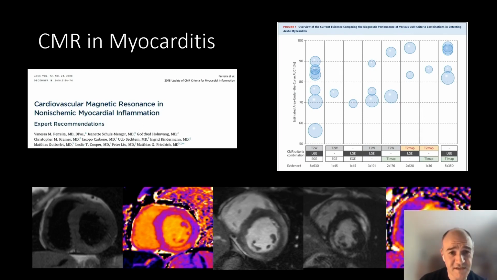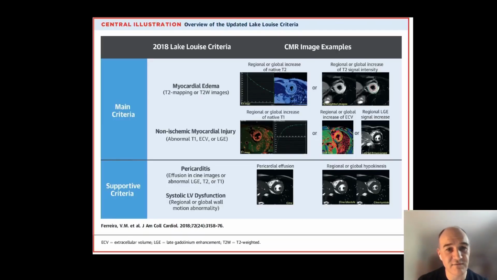Initially, we were using T2 weighted sequences and late gadolinium enhancement and early gadolinium enhancement, and the results were mediocre at best. But with the more recent studies, using T2 mapping, T1 mapping, and late gadolinium enhancement, we're getting much better diagnostic accuracy. This is the area under the curve here with these sequences. As a result, this paper was written saying we need to modify the way we diagnose myocardial edema because we've got more sensitive techniques now, and we need to make the most of that and put that into guidelines. And this is the central illustration from that paper.